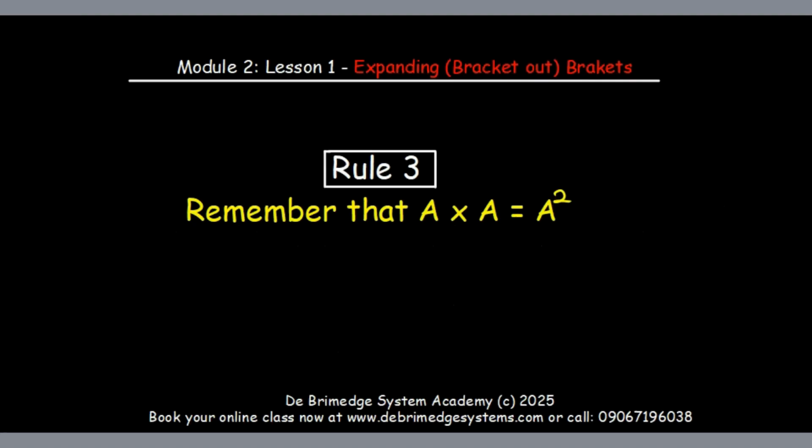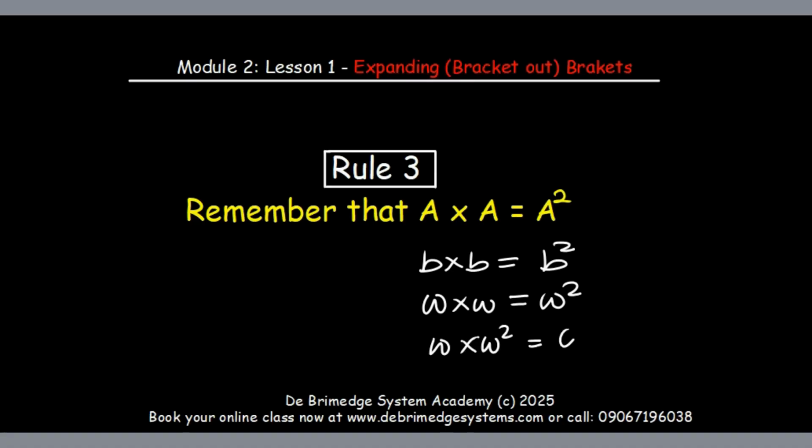Next, let's look at rule 3. Remember that a times a will give us a square. B times b will give us b square. W times w will give us w square. And remember, w times w square will give us w cube. Please, it's important we take note of this. These are the rules that guide multiplication in algebra.